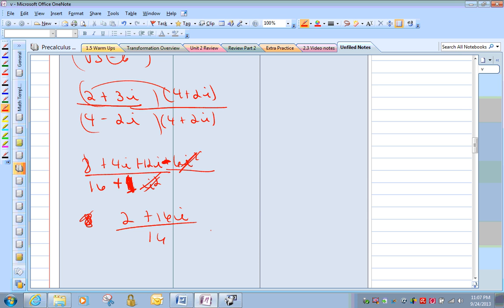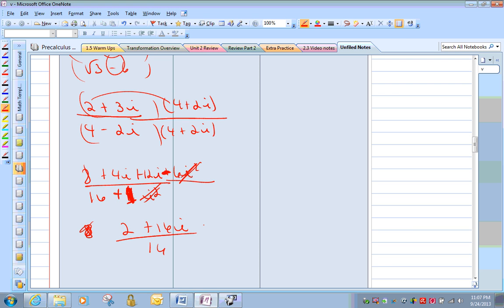All right, go Bearcats. Let's look at a couple of examples. Let's finish tidying this problem up. So you could write this as 2 over 20 plus 16 over 20i. This would reduce to 1/10 plus 4/5 i. All right, last couple of problems as examples.